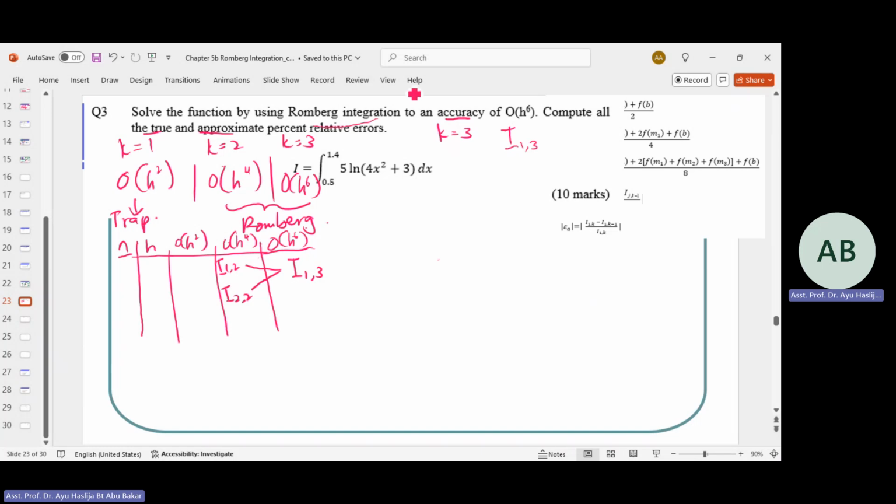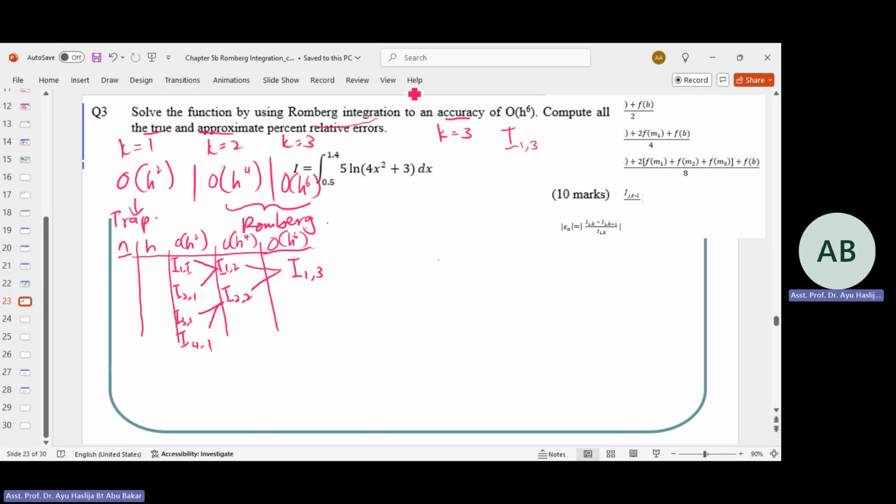Each of these from level 2, you need 2 values from level 1. So this one would be I11, I21. Then this value, you need another 2 values in level 1, I31, I41. Okay, we move backward to see what are the data that you require.